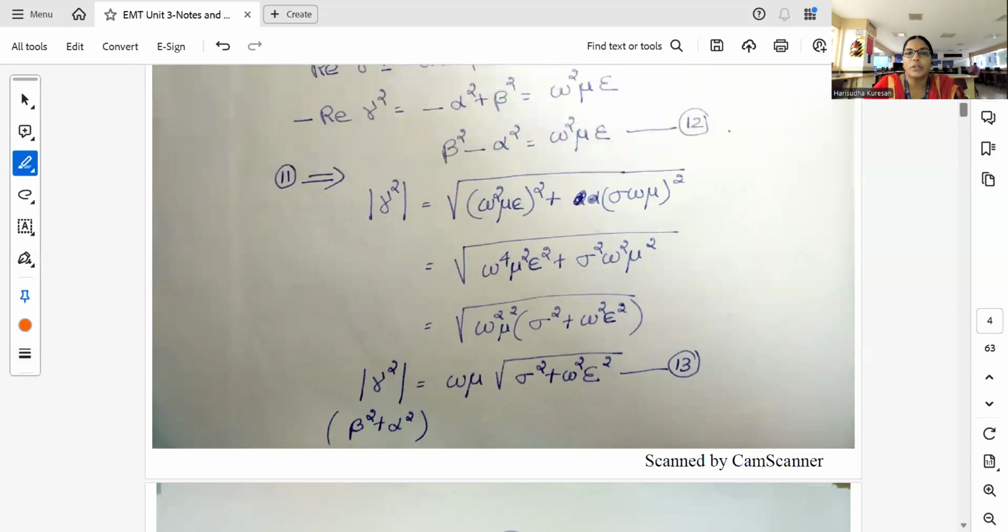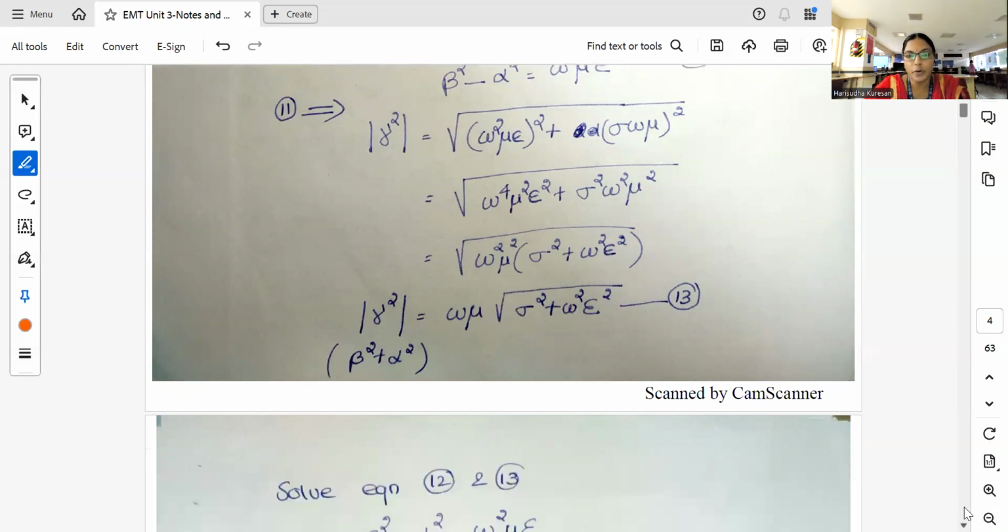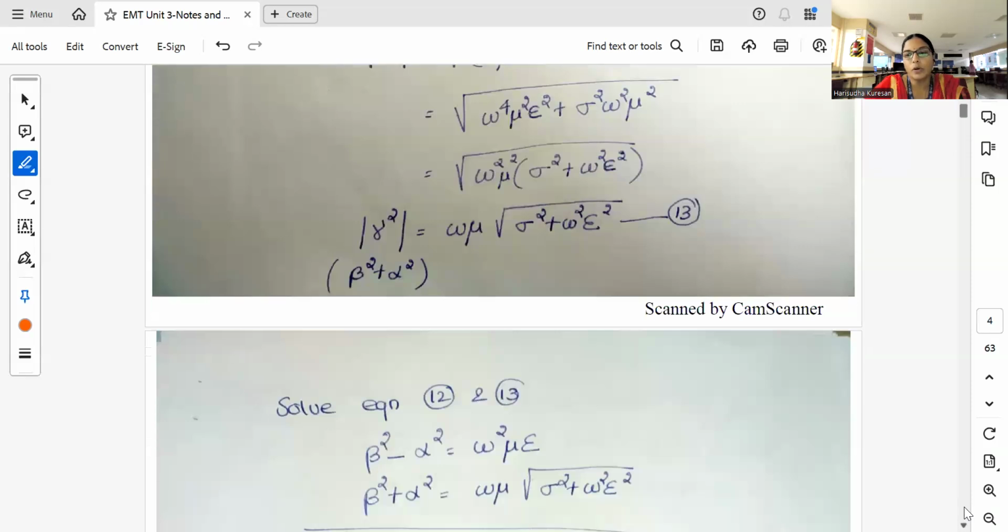So this is the equation. The 12th equation is beta square minus gamma square equal to omega square mu epsilon. Right now we got beta square plus alpha square is equal to omega mu square root of sigma square plus omega square epsilon square. So both this 12th equation and 13th equation, we can try to solve it. So when you solve it, what do you get?